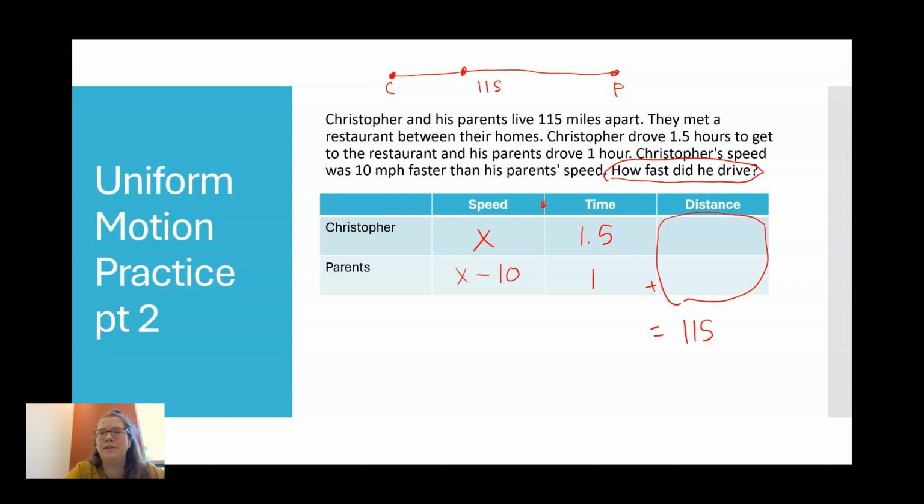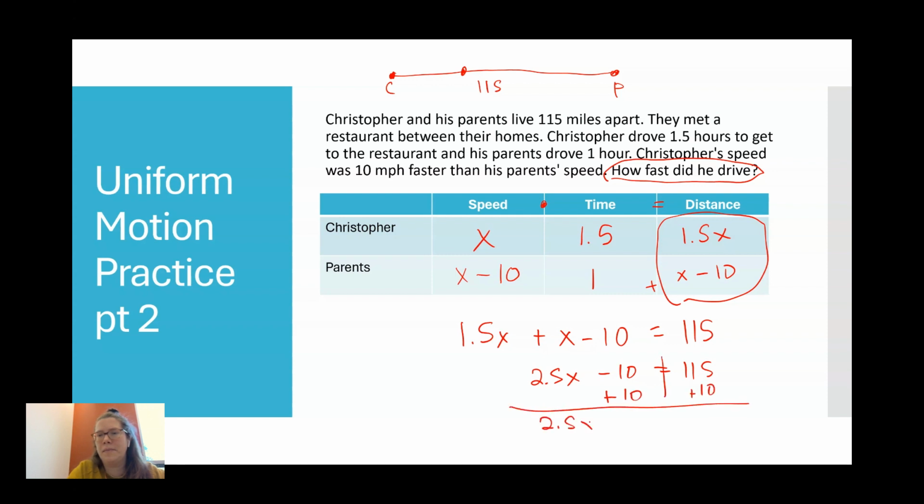Okay, speed times time equals distance. This is just 1.5 times x. And multiplying by 1 is so nice. This is just x minus 10. Okay, let's set it up. Actually, I'll just use this one equals 115 I already have. 1.5x plus x minus 10 equals 115. We're going to combine like terms. Isolate that x. And we are going to divide by 2.5 to get x all by itself on one side. How fast was Christopher driving? X is 50. So Christopher was driving 50 miles an hour. His parents were driving 40 miles an hour.